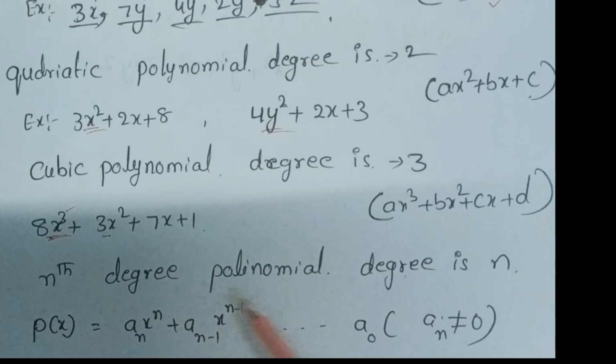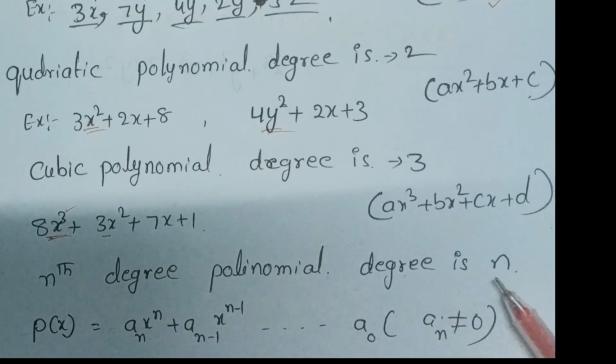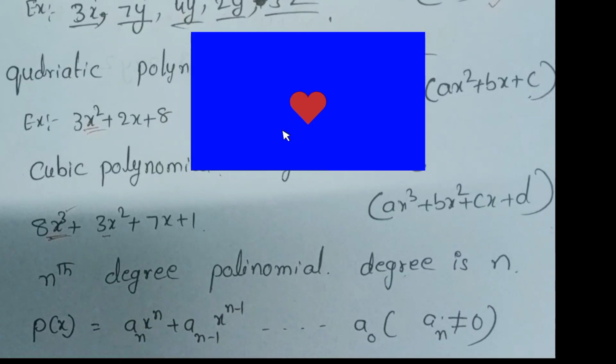Next, nth degree polynomial, degree is n. P of x is equal to a n x power n plus a n minus 1 x power n minus 1, and so on, up to a 0. A n is not equal to 0 anytime. So this is the nth degree polynomial.